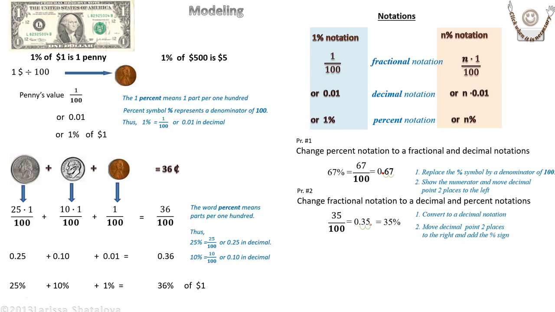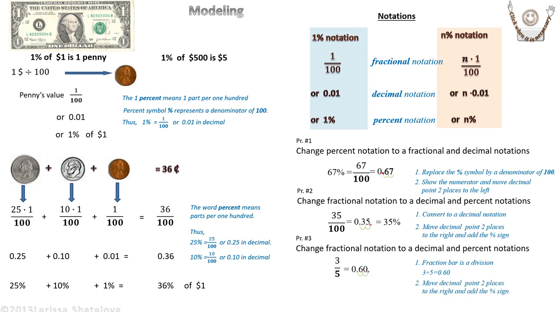Problem number 3. Change fraction 3/5 to decimal and percent notations. First, in this case, the denominator is not 100, but we know that a fraction bar is a division, so 3 divided by 5 is 60 hundredths. As a result, we have the decimal notation. Next conversion is to percent. Just move the decimal point 2 places to the right and add the percent symbol.